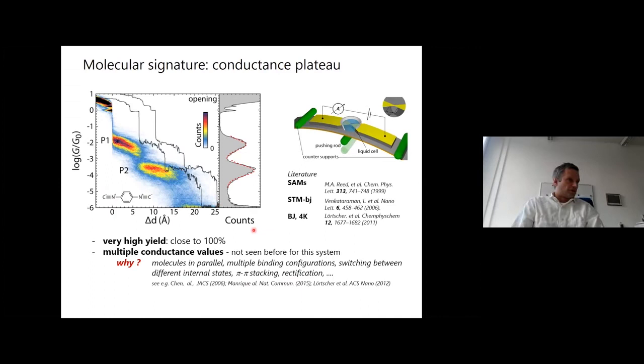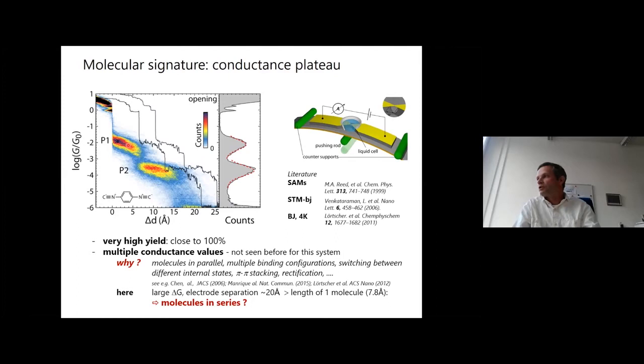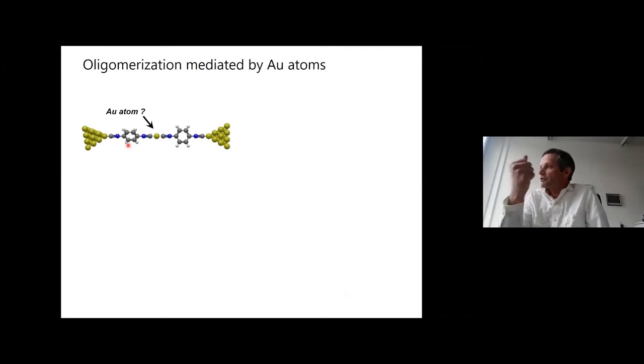But if we look carefully at the breaking distance here, it doesn't seem to be impossible to have actually two molecules in series. So could it be that we have a chaining of these molecules? Right, and I showed you before that when we have a strong binding group, and this isocyano binding group is also stronger than sulfur in terms of the strength of the binding, then it is possible to sort of pull away a gold atom from the electrode.